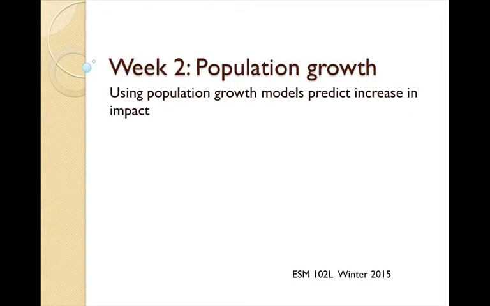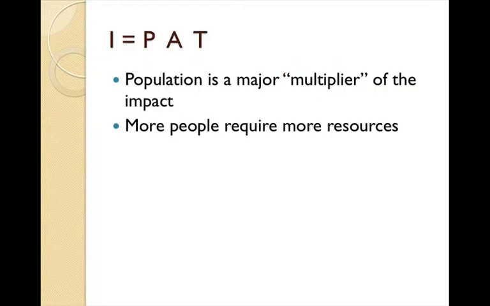Human population growth has a major impact on the planet. We need to be able to predict the population in order to really discuss how the impact is going to change. Now, in the I-PAT relationship, I've been clear to say that it's not just multiplying population times affluence or consumption times technology, but population really is a major multiplier of the impact.